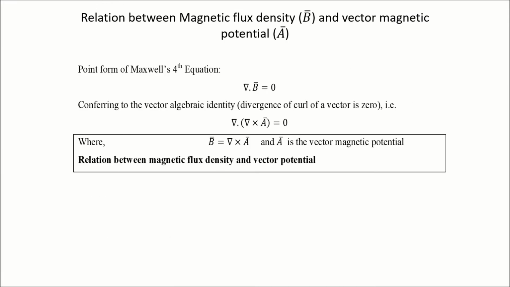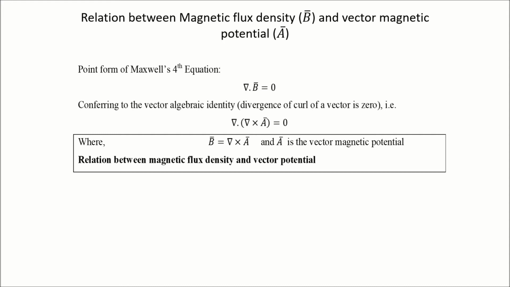The relation between magnetic flux density and vector magnetic potential will be discussed here. From Maxwell's equation for magnetic charge density, the non-existence of magnetic monopole, we know that divergence of B is equal to 0. We also have a mathematical identity that says that divergence of curl of a vector is 0. For example, the divergence of curl of vector A is equal to 0.